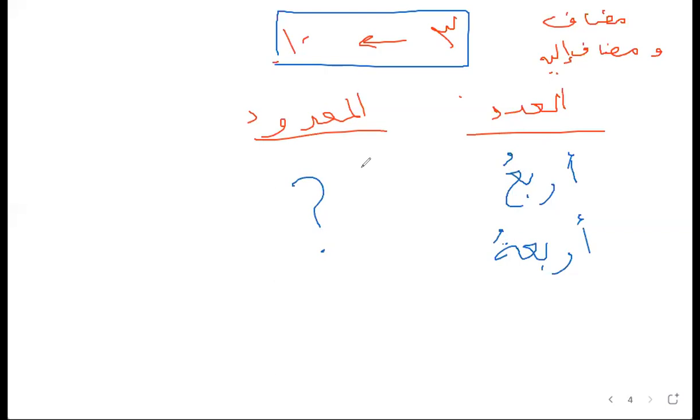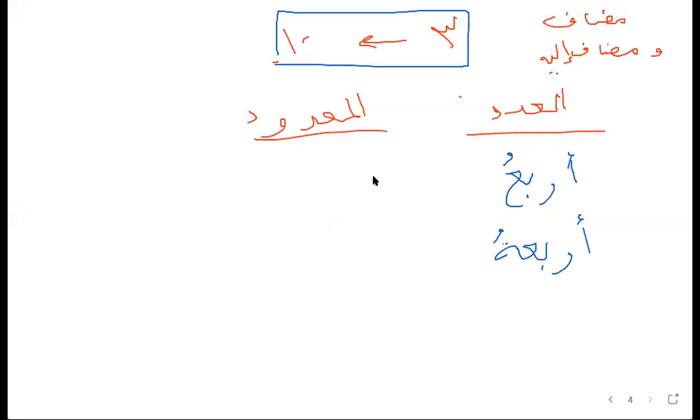Now, what's the rule of 3 to 10 when it comes to the adad and the ma'dud, with regards to masculine and feminine? It's yukhalif, the opposite. Aks means opposite. So basically, if the ma'dud is mudhakkar, then the adad is mu'annath. The number is opposite to the counted object. Khalas?